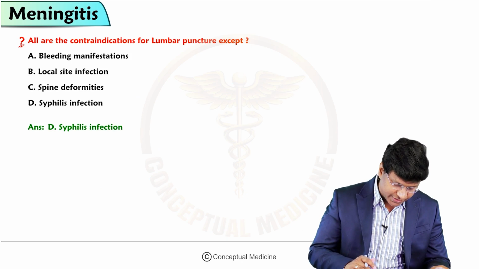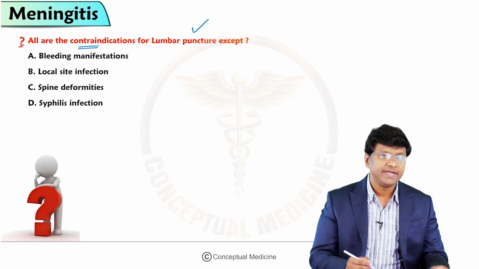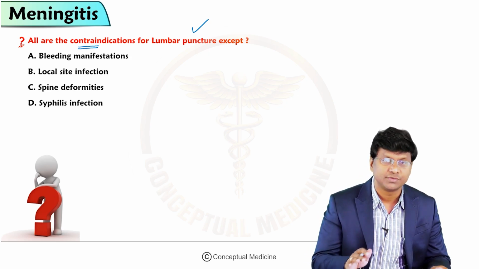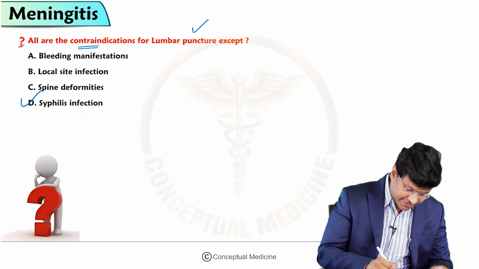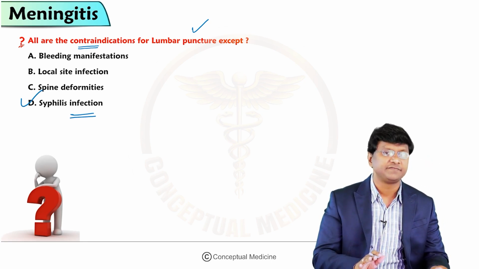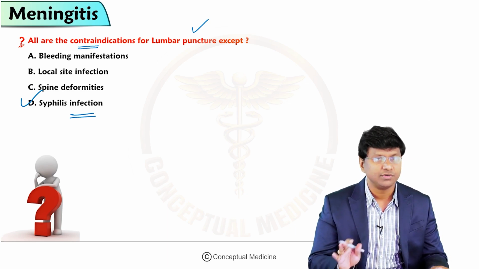So these are the contraindications for the lumbar puncture. Next, you see this question now. All are the contraindications for lumbar puncture except: bleeding manifestations, local site infection, spine deformity. These are all the absolute contraindications. But if there is syphilis infection, then in syphilis infection, you should not do the lumbar puncture. Right, you should not do lumbar puncture.